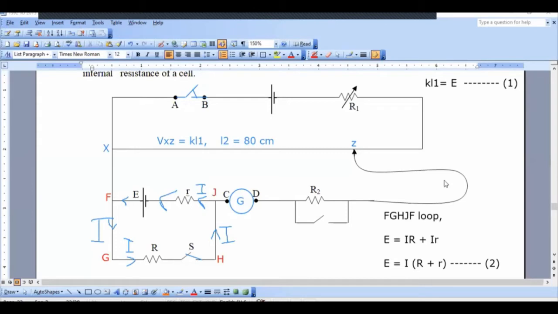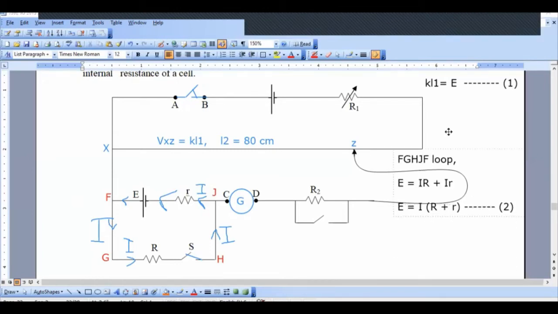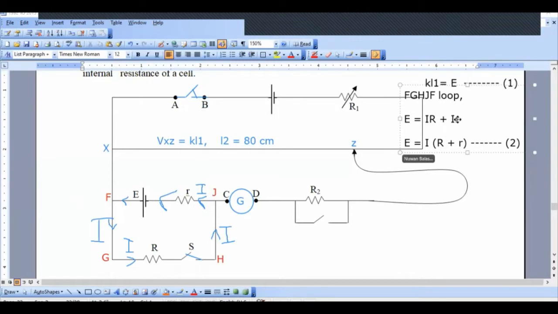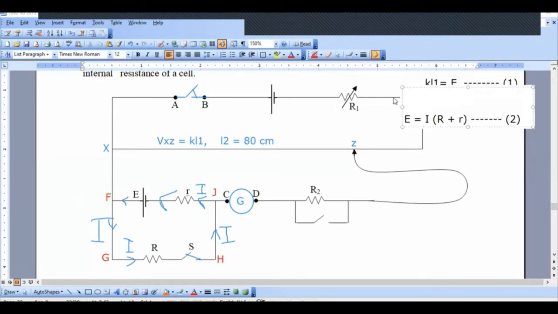At what time do we take the readings here? As usual, we take the readings when the galvanometer reading is 0. So I just want this equation. I want only the equations. So I just want equations 1 and 2. I kept them somewhere here separately.